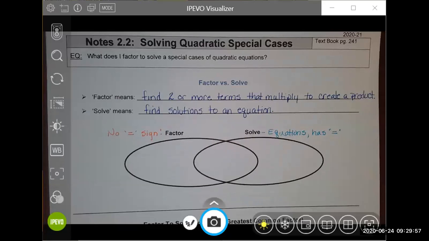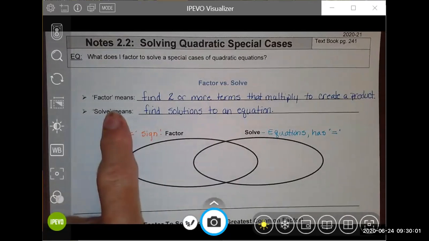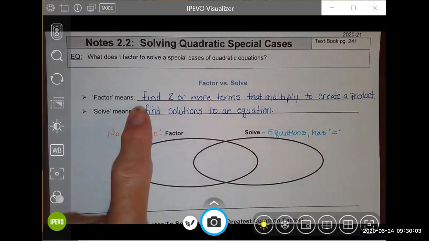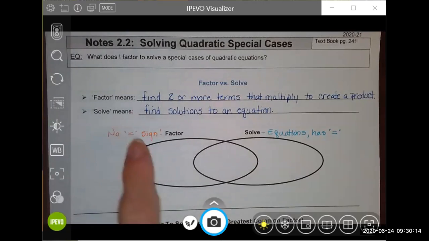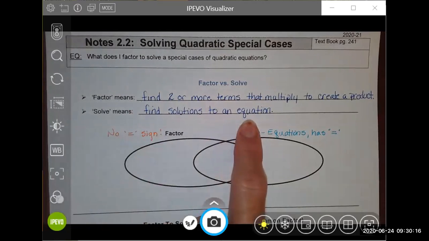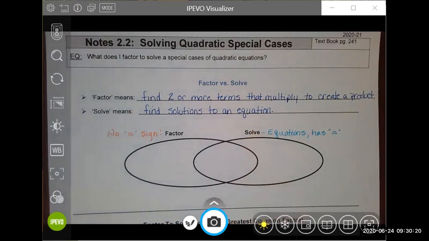The first of which is lots of times you're asked to factor things. And when we factor things, we are basically just breaking a product up into two or more terms that were used to multiply to create that product. When we're solving, we are actually finding an answer or a solution. And solving only applies to equations, right? So we only solve equations. We do not solve expressions.